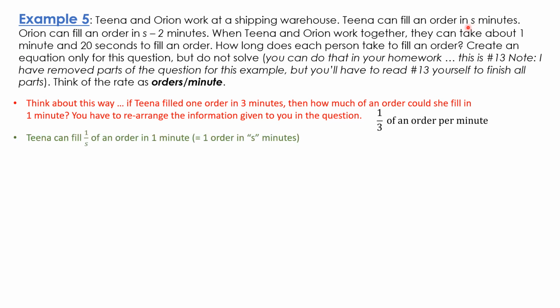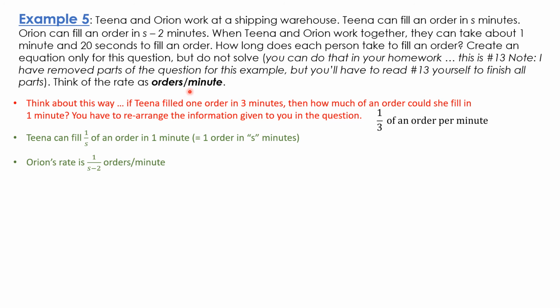So she can fill 1/S of an order in 1 minute. That's 1 order gets done in S minutes. That's how we're writing that out: 1 order done in S minutes, 1/S, 1 per S. Orion is 1 over S minus 2 because he can fill one order in S minus 2 minutes. So this is where we get a fraction. There were no fractions anywhere in this question, but we have to introduce the fractions because we have to get our rates set up properly.